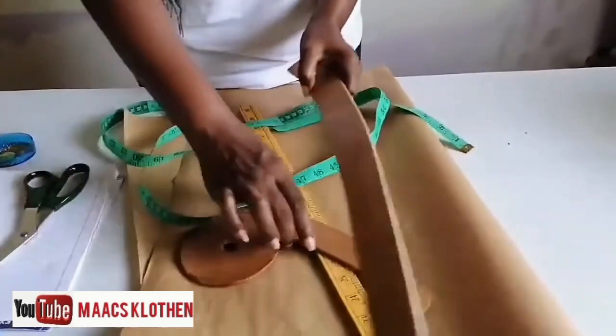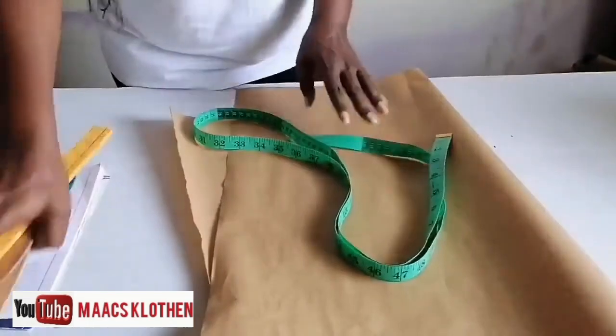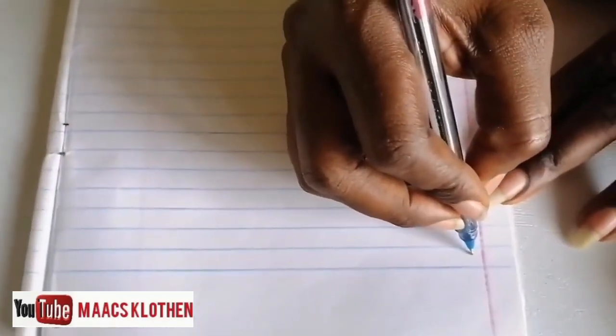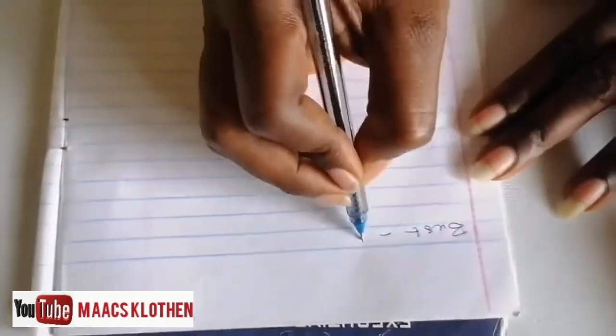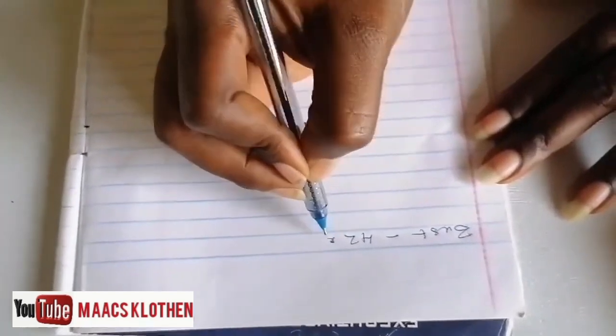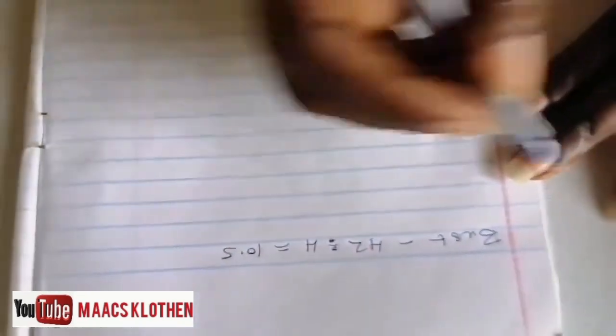Our scissors, our curves, our straight ruler, our tape measure, and our pattern paper. Okay, the measurements you are going to need are the bust measurement. Bust is 42. 42, you will divide it into 4, and that is going to give us 10.5.